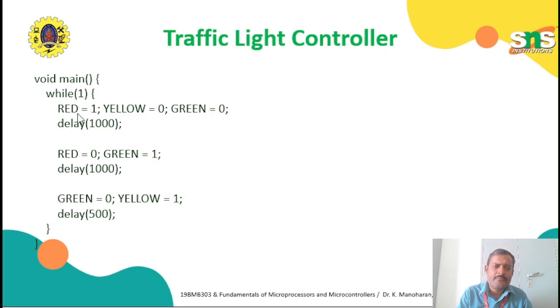In the main program, first I am turning on the red, with yellow 0 and green 0. So in this direction red is glowing, and I am waiting for a delay of 1000 milliseconds. After that I make red 0 and green 1. Yellow has no change, so I turn red off and green on. After the delay, again I make green 0 and yellow 1. This I am considering for one direction. Instead, we can consider all 4 directions.